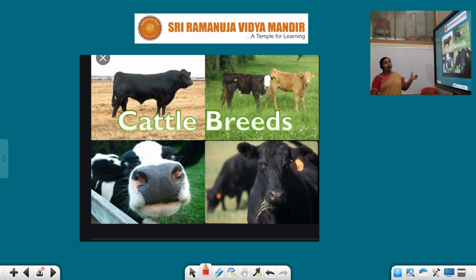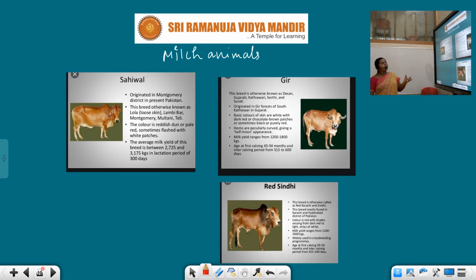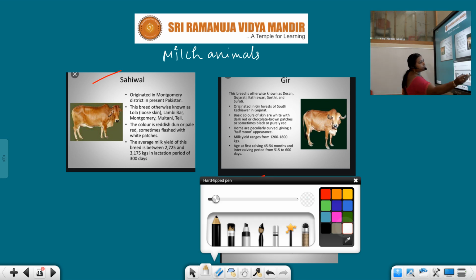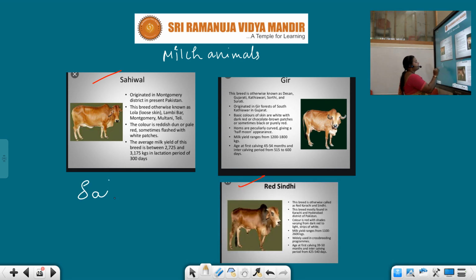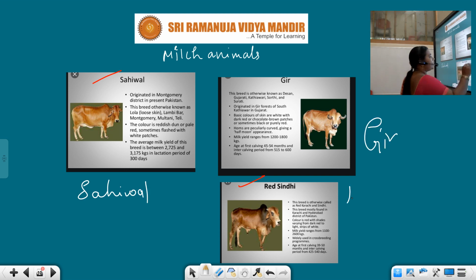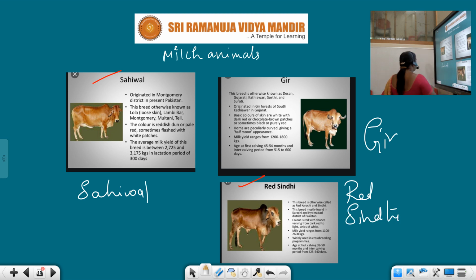Now let us discuss breeds, right? These are the different Desi cattle like Sahiwal, Gir and Red Sindhi. These originated in India. Desi cattle: Sahiwal, Gir, and Red Sindhi. These are the Desi varieties.